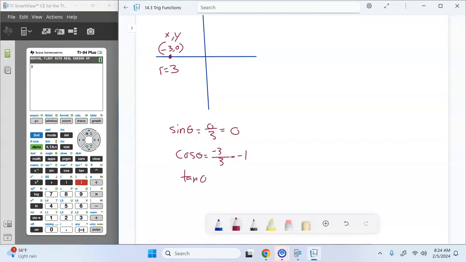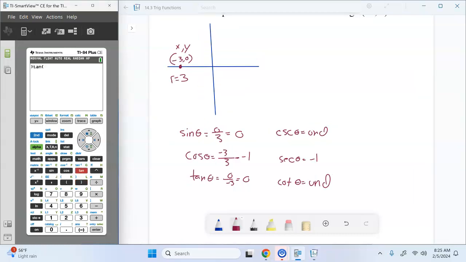Tangent is y over x. Reciprocal for cosecant, undefined. Reciprocal for secant, still negative 1. And reciprocal for cotangent is also undefined. Yep, those are the only options we have. Positive 1, negative 1, 0, or undefined if we're located on the x-axis or the y-axis. Any of our quadrantal angles.